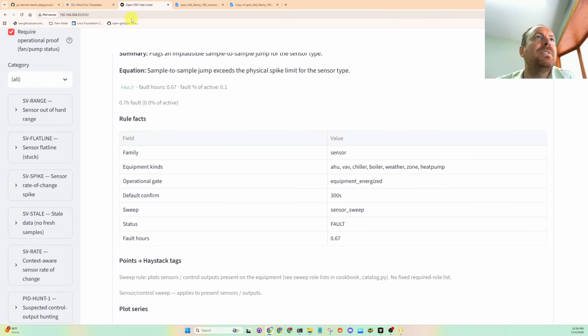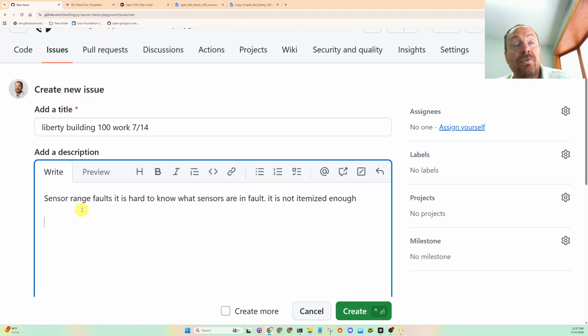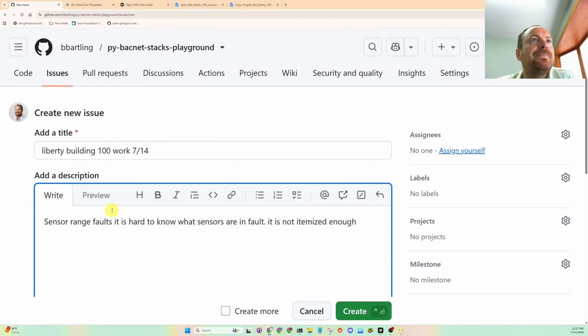Sensor range faults: it's hard to tell which sensors are in fault, so it will be itemized. Anyone else out there can create a GitHub account and try this out, and where you find problems, if we Git issue this stuff, we can fix it and make it better. That's the community-based project, to continuously make things better, and all open source.